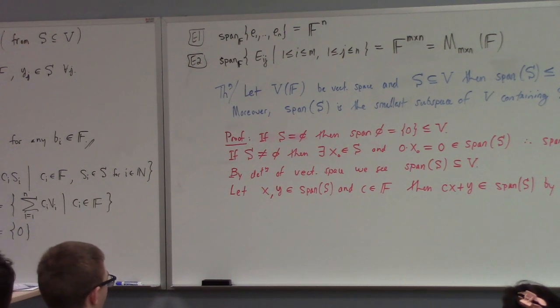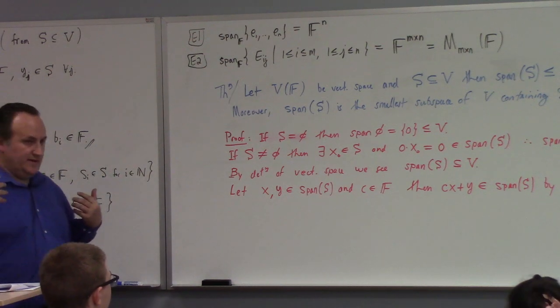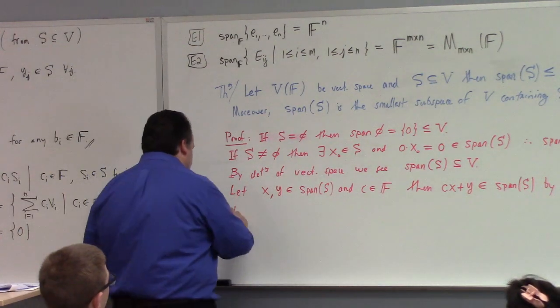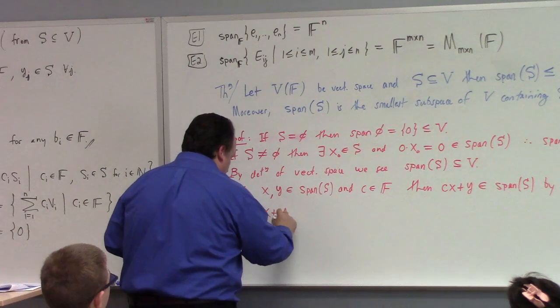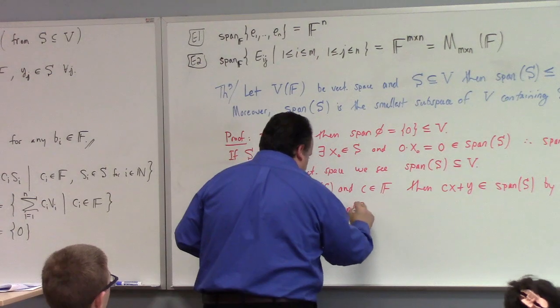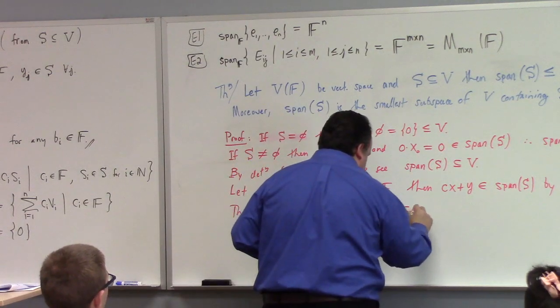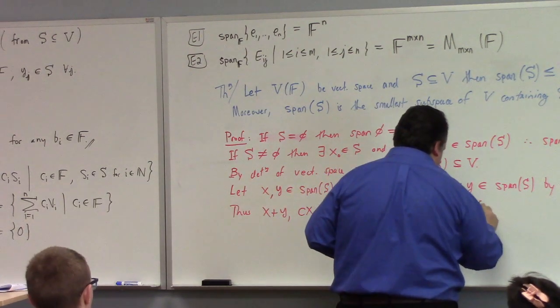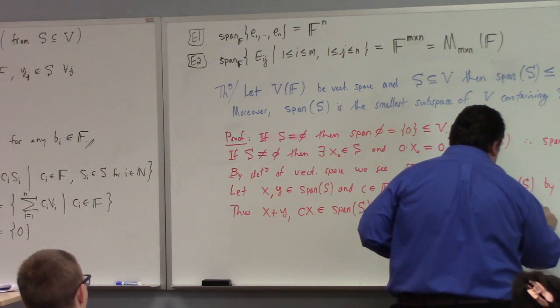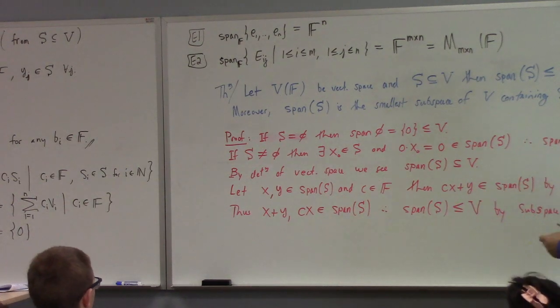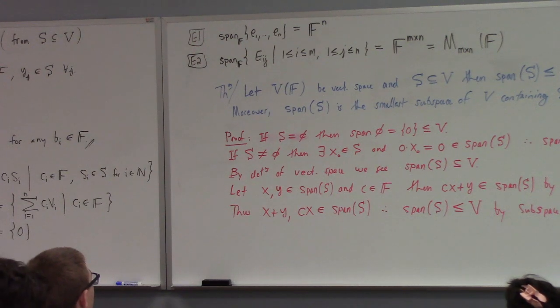So the lemma does the hard work for us, right? It proves that the subspace test theorem works, right? So thus, X plus Y and CX are elements in span S. So therefore, span S is a subspace of the vector space by subspace test. Now, I haven't proved the second sentence yet.